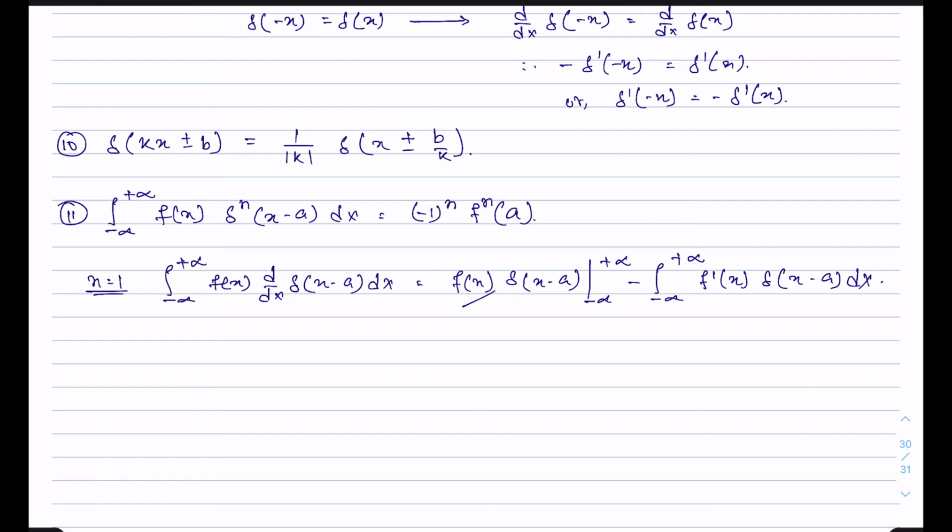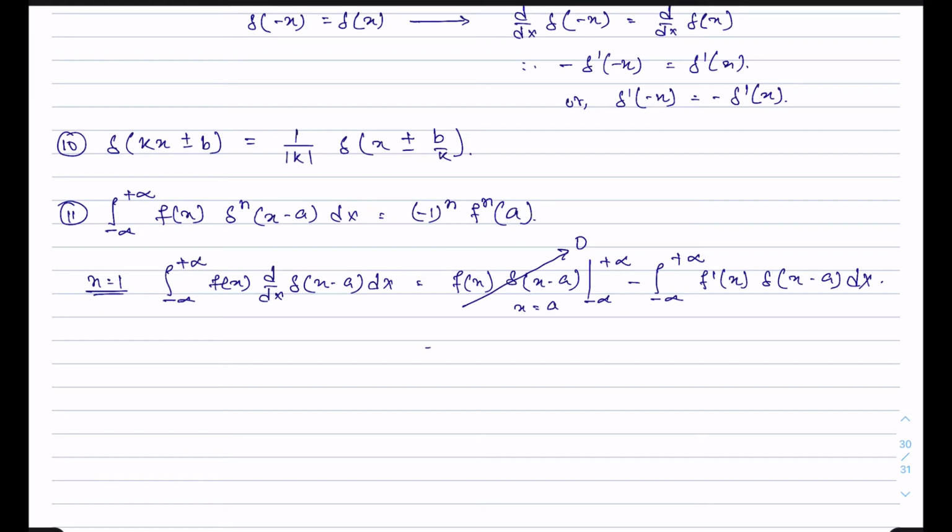Now this first term will take the value 0, because this delta function is defined at x equals a, and it is 0 otherwise. So if you put plus or minus infinity, that is, for any other values of x, it will be 0. So this multiplication will also be 0.